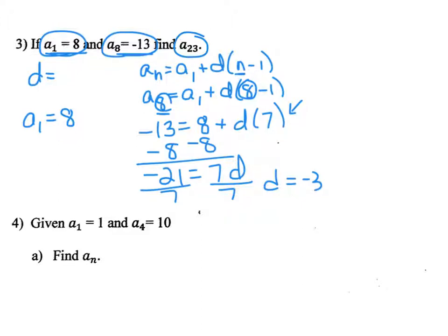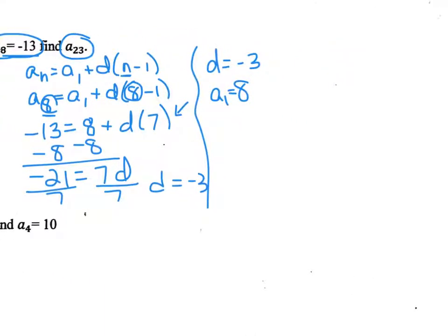So I now know my common difference is negative 3. So I can use these 2. I'm going to just take them over here. My D is negative 3 and my A1 is 8. And I can use these 2 in the formula with my A23 is what I need to find here. Okay, so here I go. So I want to find A sub 23.